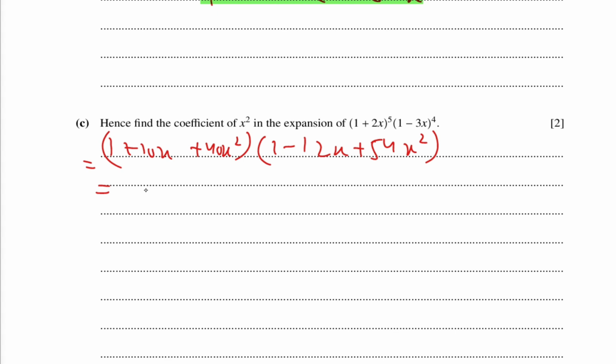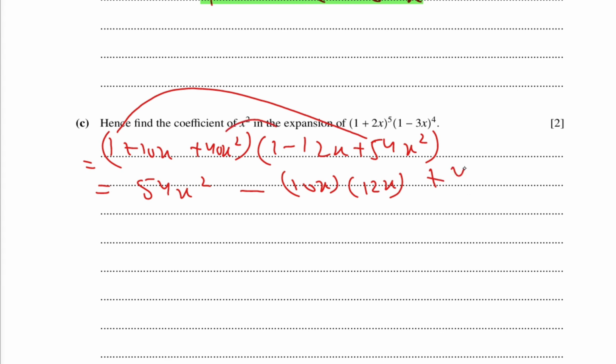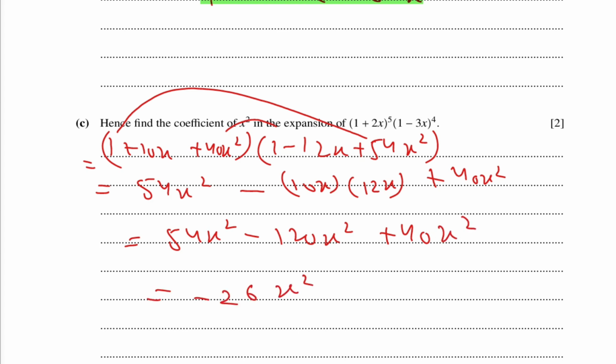Okay, so 1 will be multiplied by 54x squared because we are looking for the coefficient of x squared, then 10x will be multiplied by minus 12x, and the third thing, 40x squared multiplied by 1, will remain 40x squared. Now we will get 54x squared minus 120x squared plus 40x squared. So the coefficient will be minus 26.